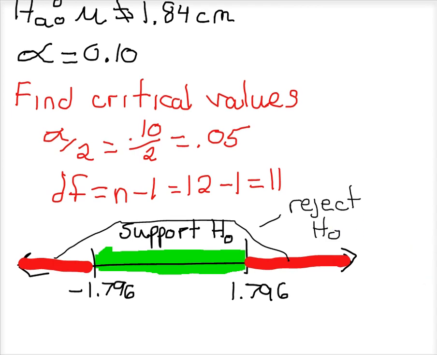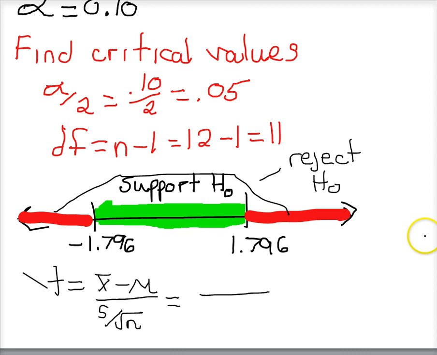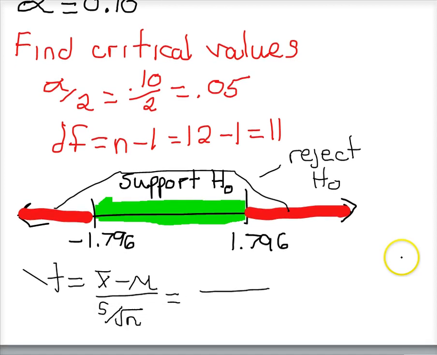The next thing we're going to do is actually go ahead and calculate a test statistic, right? The t-value from our actual data. Now the t-formula deals with comparing the average. So we take the average from our data, subtract the mean we think is equal to, divide by s, standard deviation, over the square root of n. Now some of these values I'm able to fill in right away. Remember, we think the average is equal to 1.84 centimeters. That is my mu value.